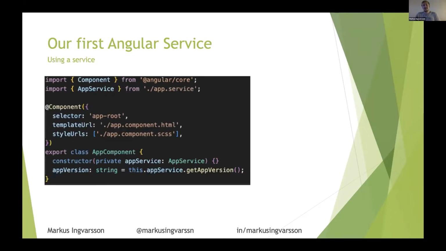And here is how we might use a service. We inject the service in the constructor of the app component, and then we instantiate the local variable appVersion in our app component by calling the method getAppVersion from our app service. So instead of making the component figure out what version the application is currently running, it delegates this task to our app service. And this service can be used really anywhere in our application, and that's pretty cool.